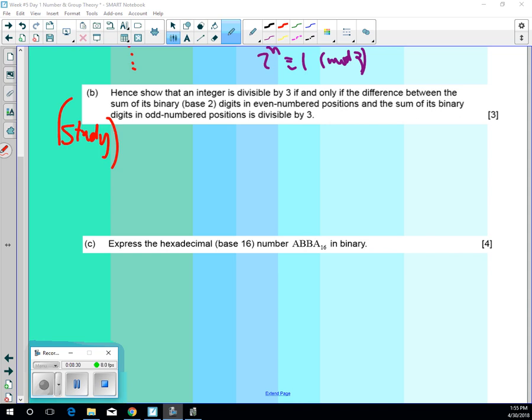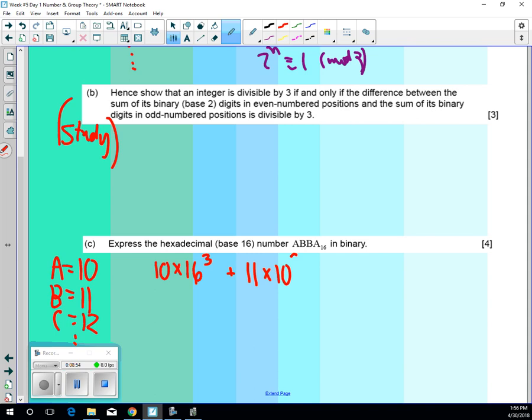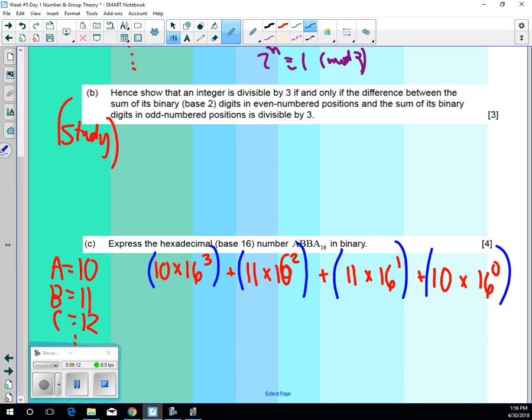All right, so for hexadecimal, remember that A is 10 and B is 11, C is 12, and so on. Just to remind you of what those characters represent. So ABBA is 10 times 16 to the third, and then 11 times 16 to the second, 11 times 16 to the first, and 10 times 16 to the 0.